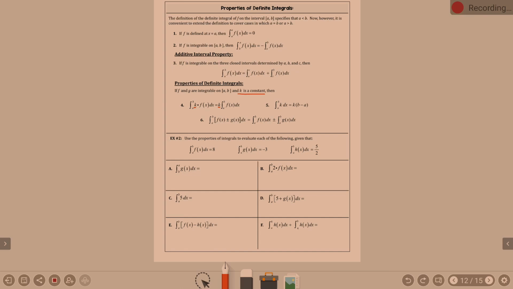Now, I think we'll just talk about this tomorrow, really. On 2, they're going to give us what the integral of f equals, the integral of g equals, and the integral of h equals. And we're going to practice using these properties. But I'll just pause there, and we'll talk about that tomorrow. It only leaves us with 2.5 pages for tomorrow.